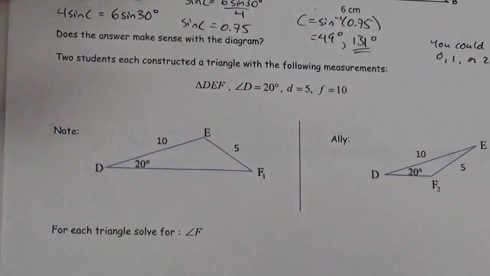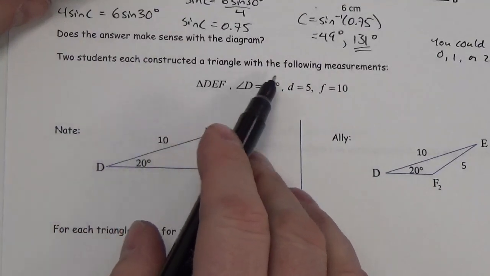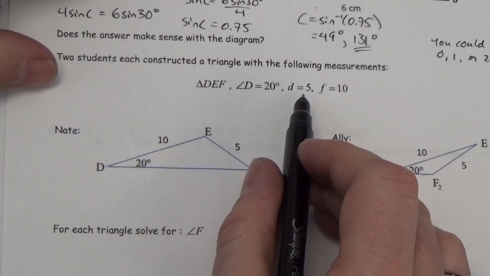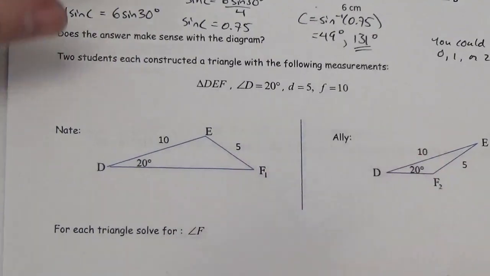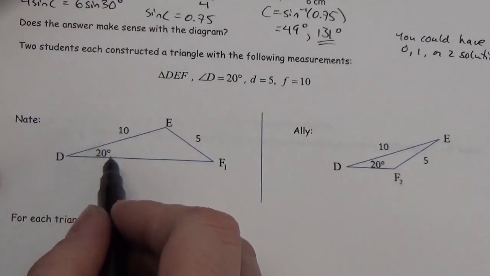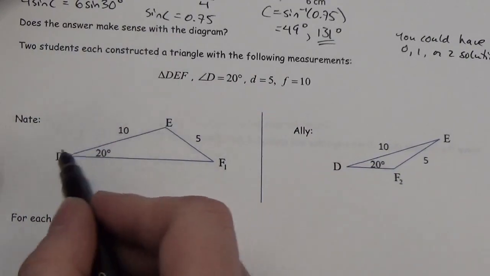So take a look at this just to give a further explanation. 2 students each constructed a triangle with the following measurements. Angle D is 20 degrees, side d is 5, side F is 10. Now look at what's happening here. So I'm going to let D be 20 degrees, I'm going to let little d be 5, and I'm going to let F be equal to 10.